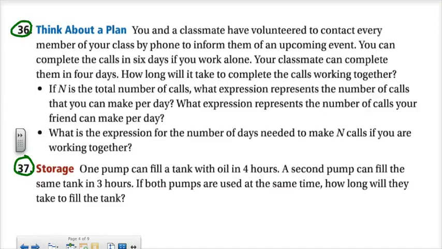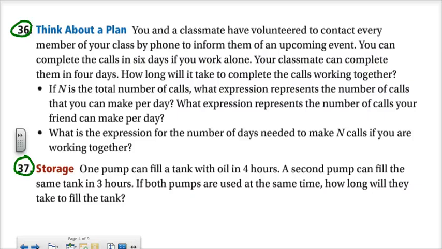Then next up were some word problems here. Number 36 says, you and a classmate have volunteered to contact every member of your class by phone to inform them of an upcoming event. You can complete the calls in 6 days if you work alone. Your classmate can complete them in 4 days. How long will it take to complete the calls working together?